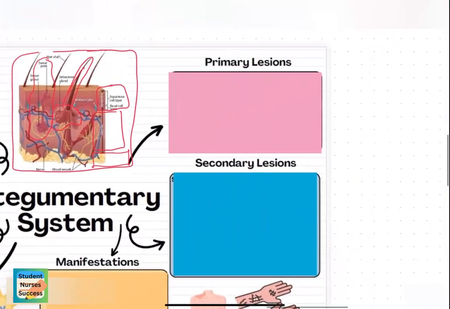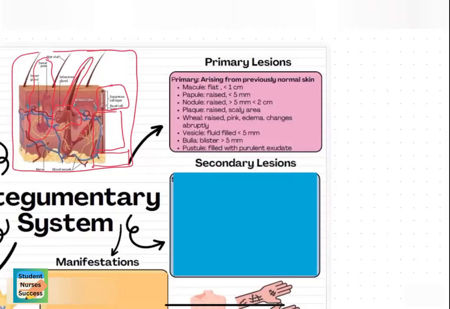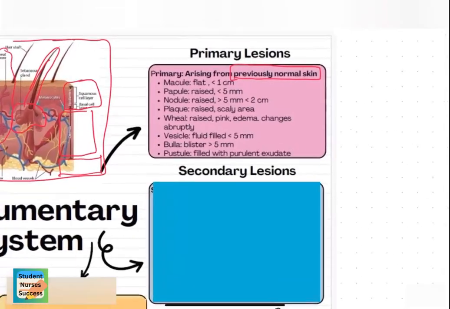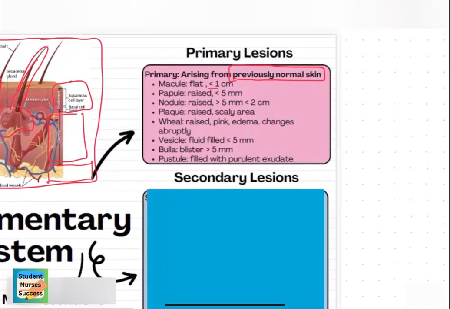Let's talk a little bit about the terminology that we want to use with this. Now, we have primary lesions, which are lesions that actually arise from previously normal skin. So they are not secondary or due to something else. They're just arising kind of on their own. And you should be familiar with the language here and terminology. Macules are flat and they're less than a centimeter, whereas papules are raised and they're less than 5 millimeters. A nodule would be raised, but it would be larger. So it would be greater than 5 millimeters, but less than 2 centimeters. Once it gets over 2 centimeters, then we're looking at things more in the line of tumors.